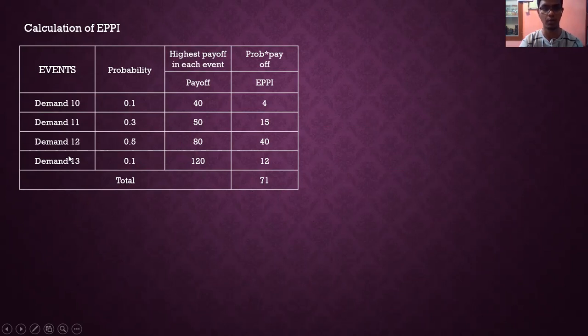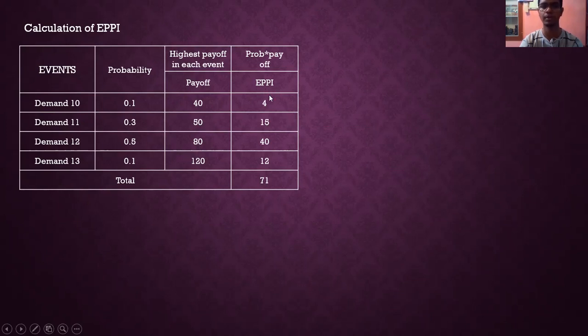First we have to write the events, then probabilities, then payoff, highest payoff in each event. So for each event we have to see which is the highest payoff in each particular row. See, these are the payoffs which we got. So we got 40, 50, 80, and 120. After that, we have to multiply and find out the EPPI.